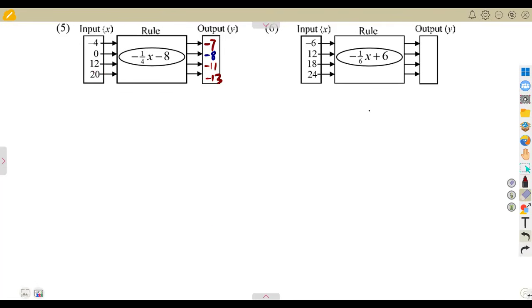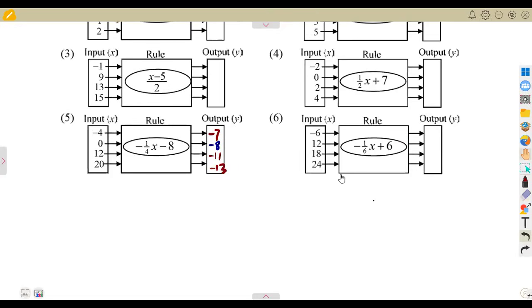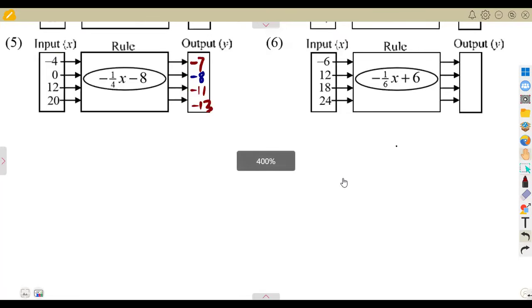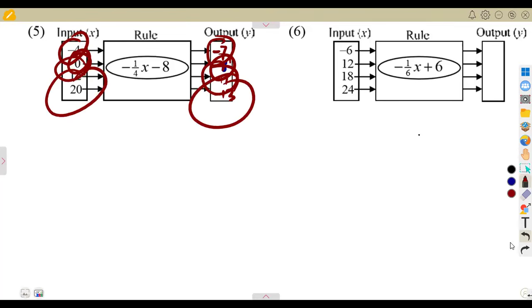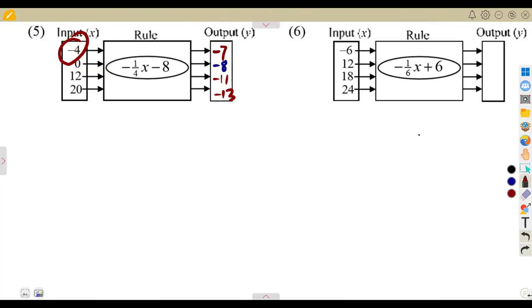The input values that we have on this table correspond to the output. This value corresponds to this, 0 corresponds to minus 8, 12 to this, and this to this. That is what it means. Sometimes they might give us the output values, then ask you to calculate the input values.